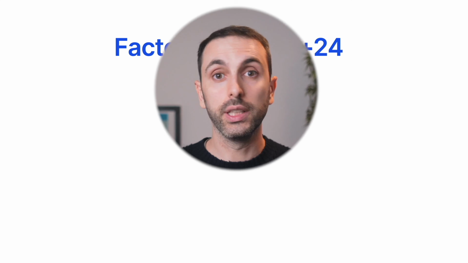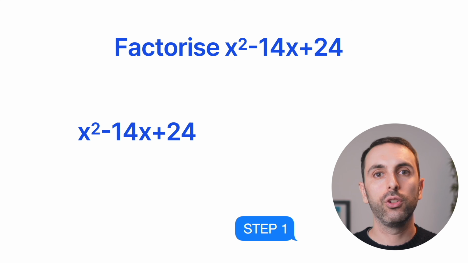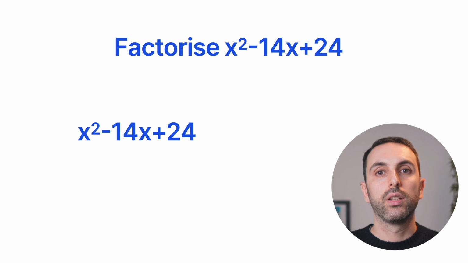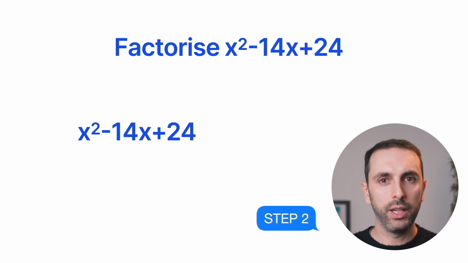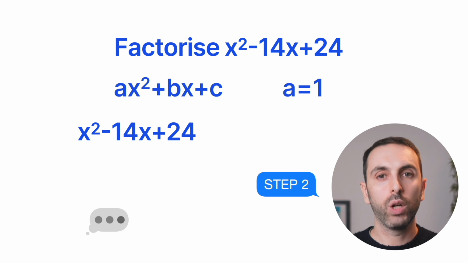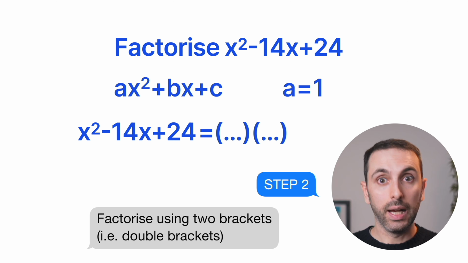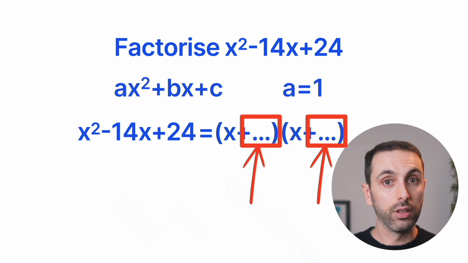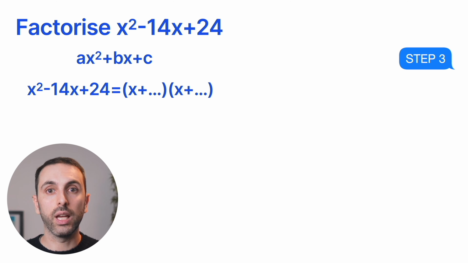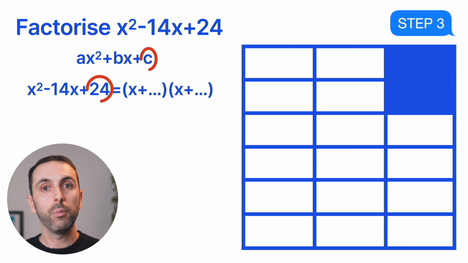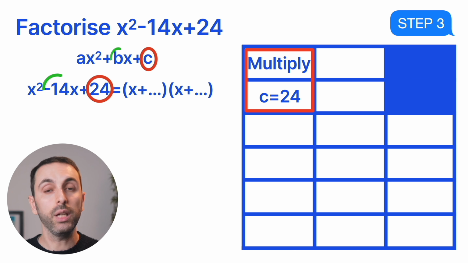Looking at this question, in order to factorize, the first step is to try to look for any visible common factors. And since there aren't any, we'll skip this step. The second step is to notice that because we have a quadratic written in the form ax squared plus bx plus c, where a is 1, we're going to factorize this in terms of two brackets and place x at the start of each of the brackets. And next, we need to decide on the constants that are paired with those letters of x. In order to do so, the third step is to consider a pair of whole numbers that multiplies to give us the value of c, which is 24, and adds to give us the value of b, which is minus 14.